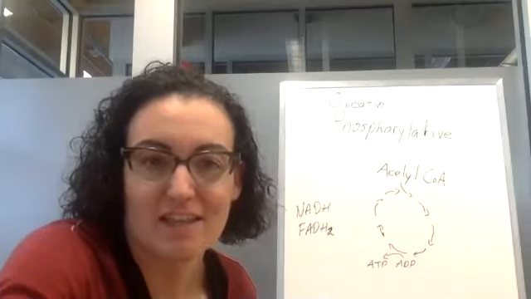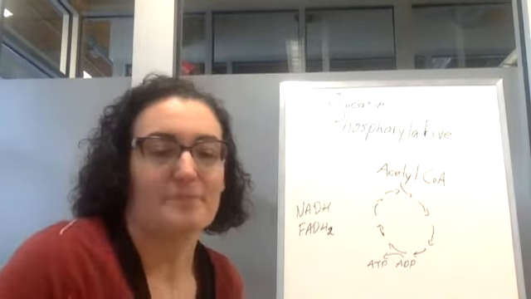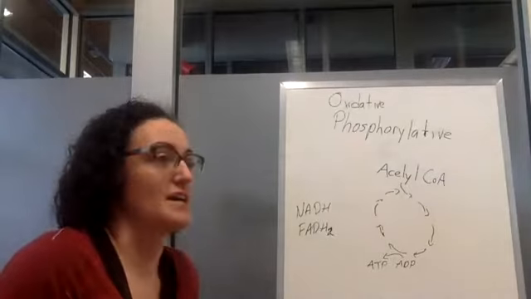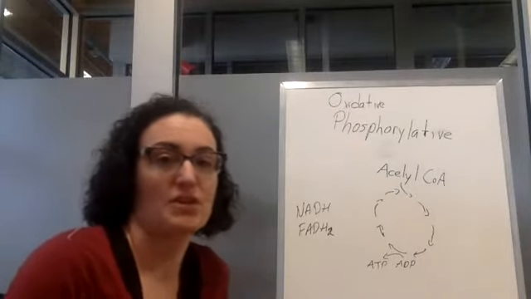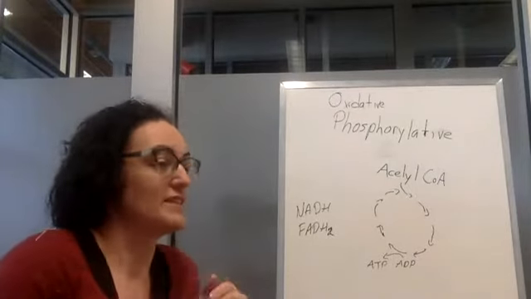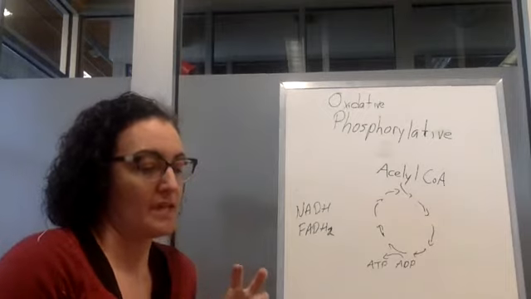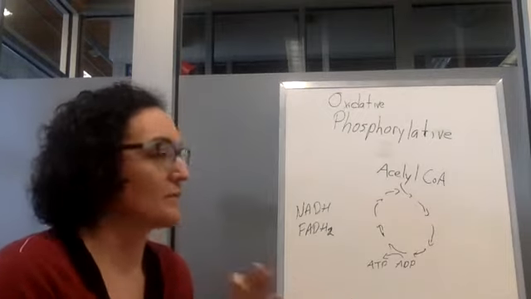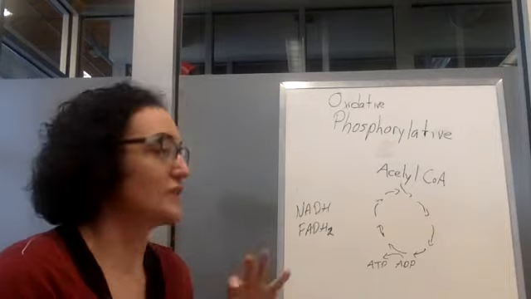Now, the last pathway, the oxidative phosphorylated pathway. This pathway has the biggest capacity to make the most ATP, but is very slow.